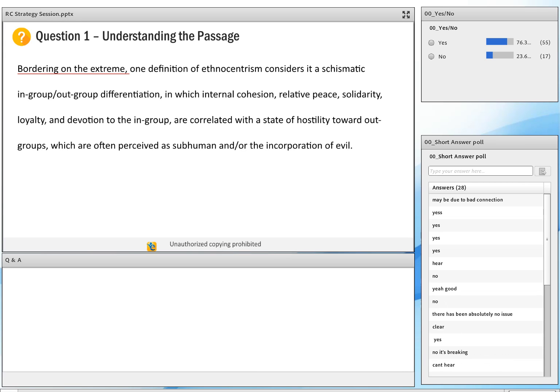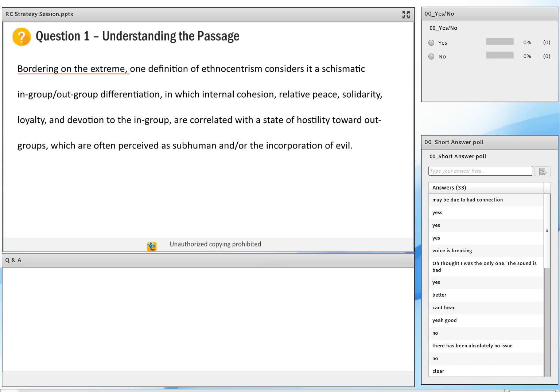All right. So about 25. Usually if the problem is only for a couple of people, then it's really the connection at their end. But right now it's for quite a few people. All right. Let me disconnect and connect. Okay. How about now? Is it good now?